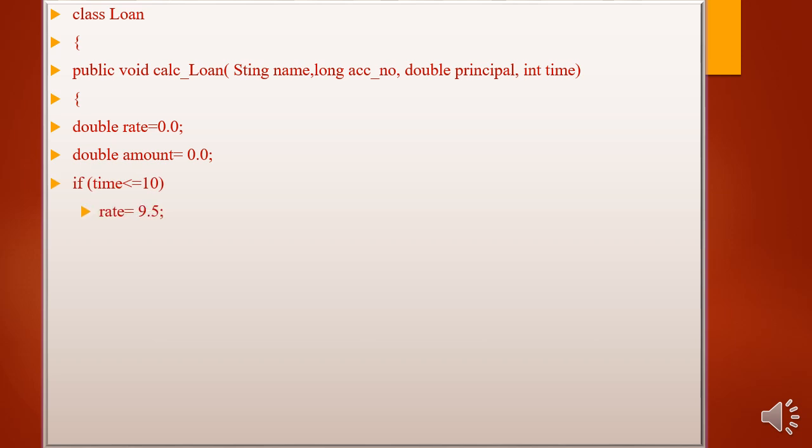And we use if else statement for checking the given condition. First, if time less than or equal to 10, if period or number of years less than or equal to 10, rate equals 9.5. As per the given question, if number of years less than or equal to 10, rate equals 9.5.